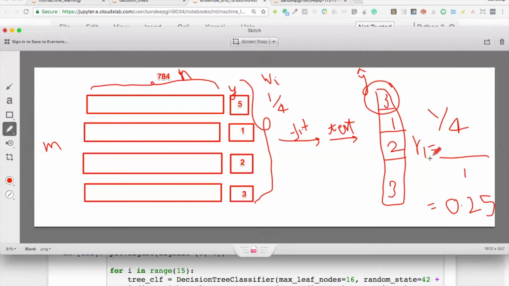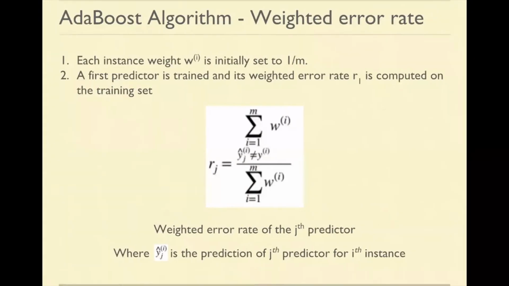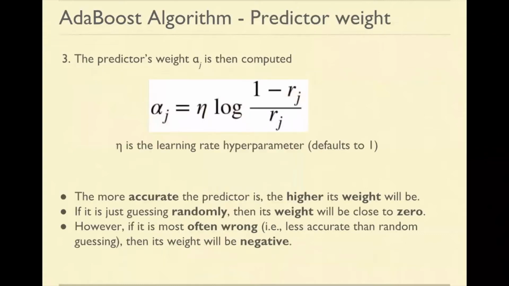We're computing the Rj, not Ri. This is Rj. Now at this point, everybody is clear about this, right? Next, we compute something called the predictor's weight, alpha j. And it is basically the logarithm of this coefficient.